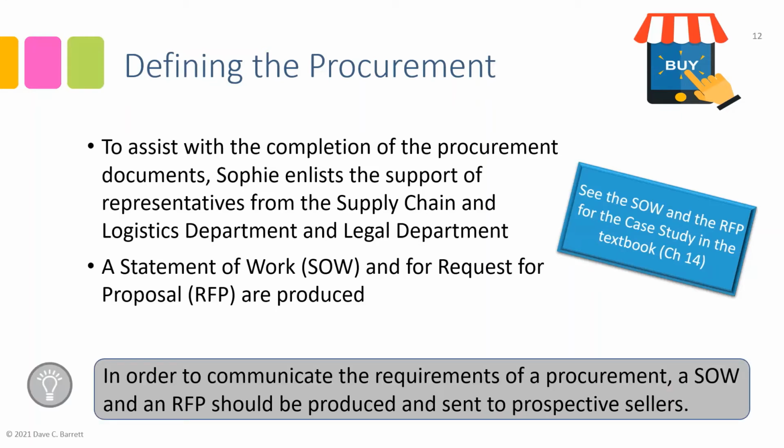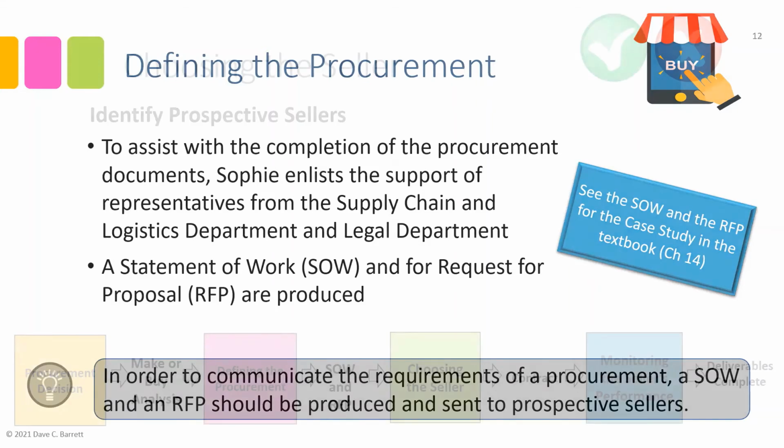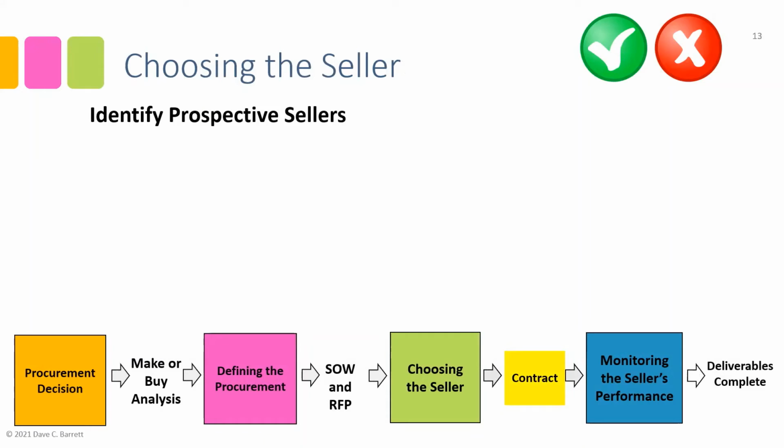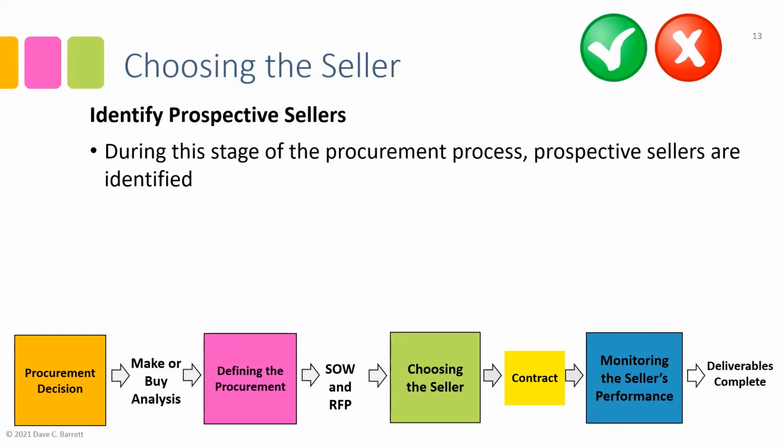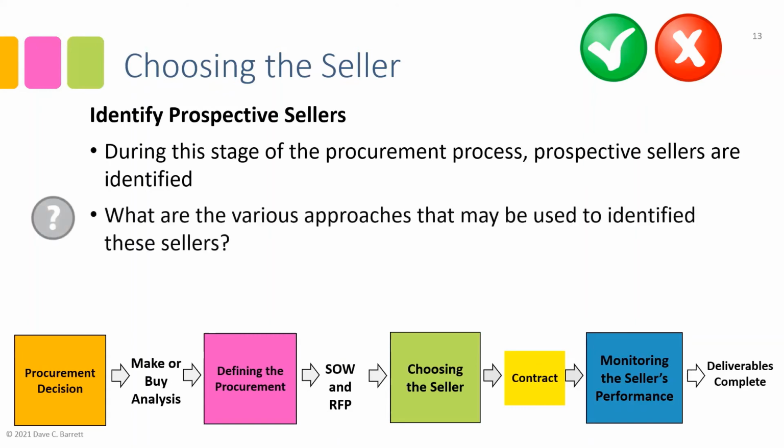So key idea: in order to communicate the requirements of a procurement, a statement of work and an RFP should be produced and sent to prospective sellers. Okay, on to our next step, which is to choose the seller. And the first step within that is to identify prospective sellers, because we have to find them. So we need to locate who in the market is able to provide this type of good or service to our company.